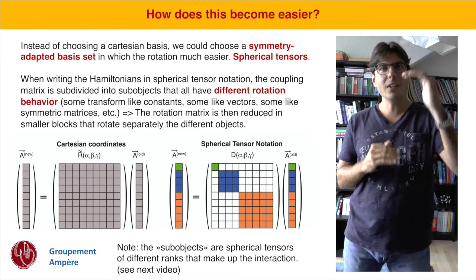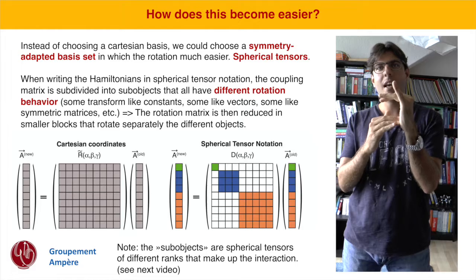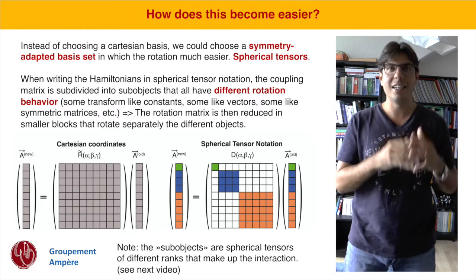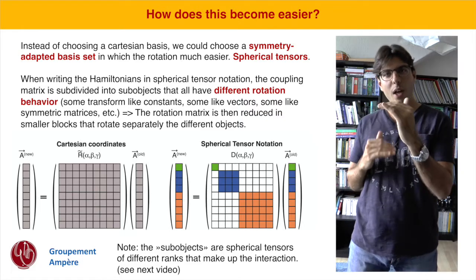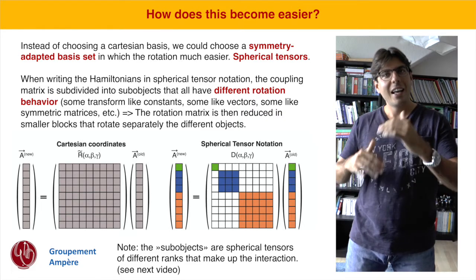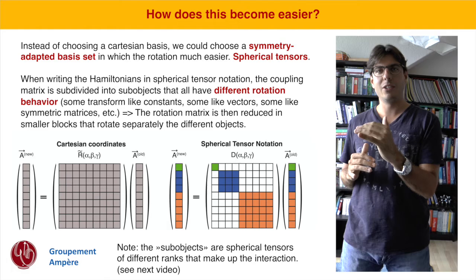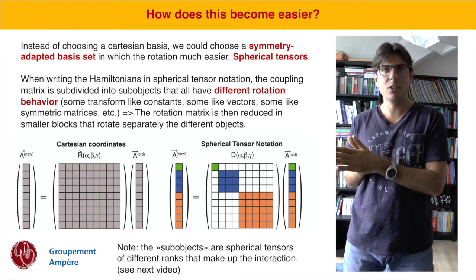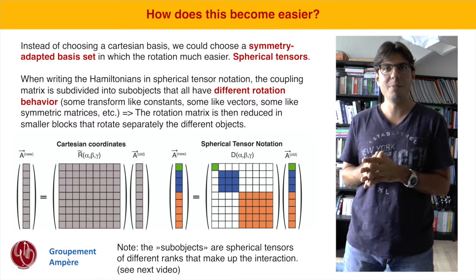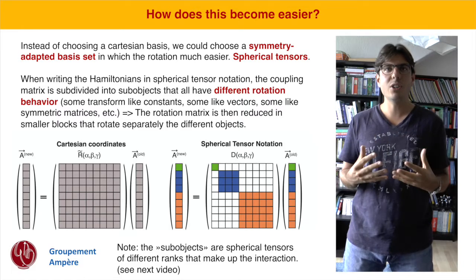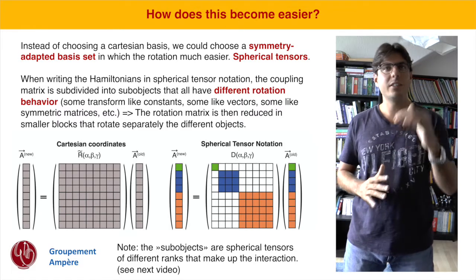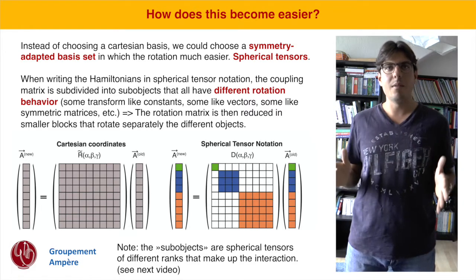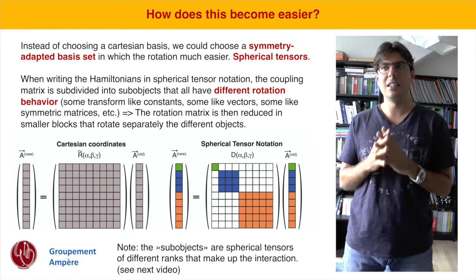That we have a part of the coupling matrix that is transforming like a constant. And how does a constant transform? Well, it just stays constant. Then you have a part of your coupling matrix that is transforming as a vector. That's easy, because you're just rotating a vector, so you just multiply it by a 3 times 3 matrix. And then you have a part of your coupling matrix that will transform like a symmetric matrix. And also there, it's a much simpler way of rotating this object.